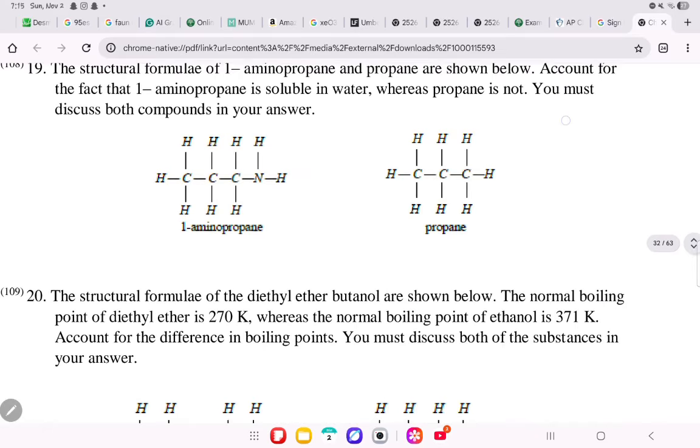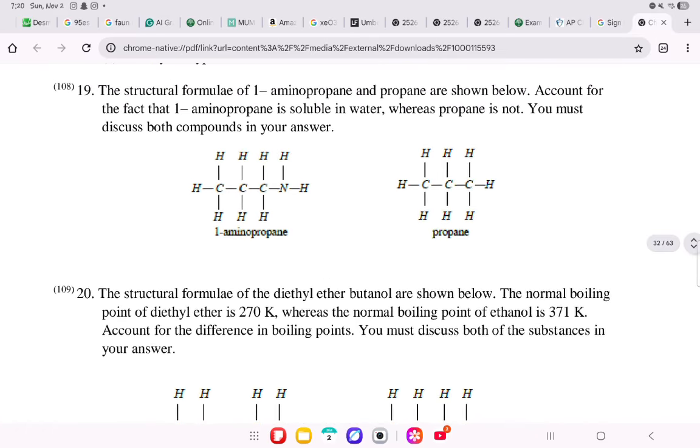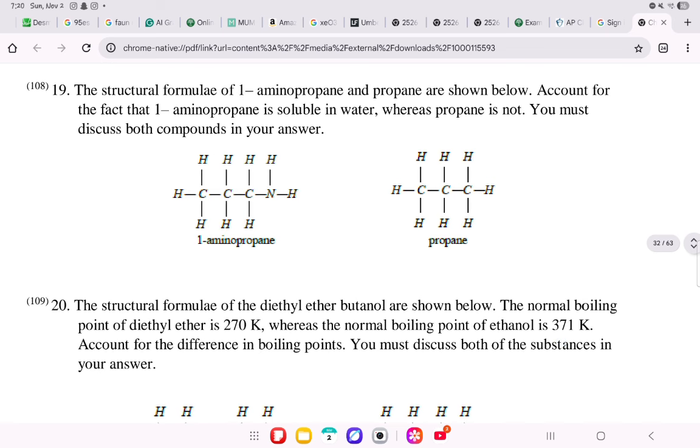So question number 19. The structural formula of 1-aminopropane and propane are shown below. Account for that 1-aminopropane is soluble in water, whereas propane is not. You must discuss both compounds in your answer. So what do we have? First of all, we have 1-aminopropane, propane, and water. We should not forget about that.